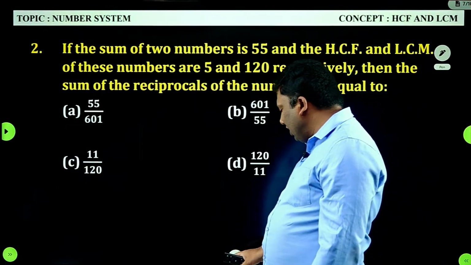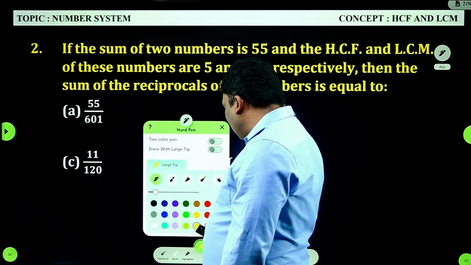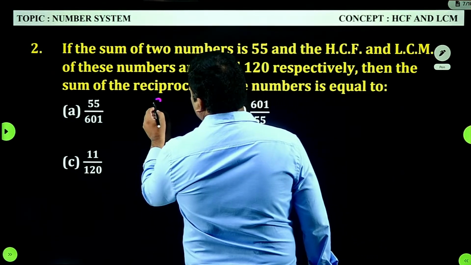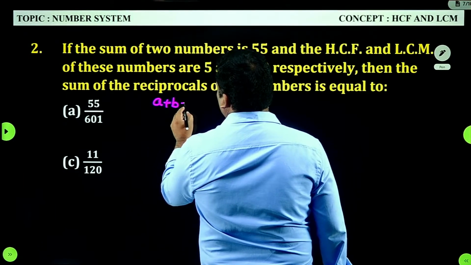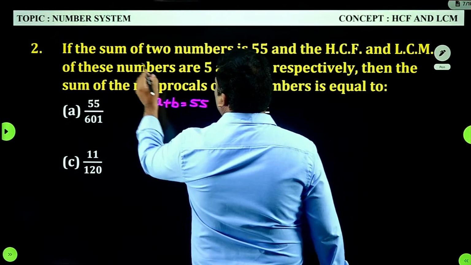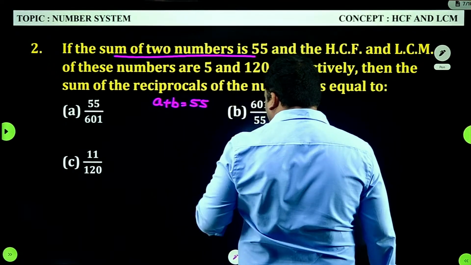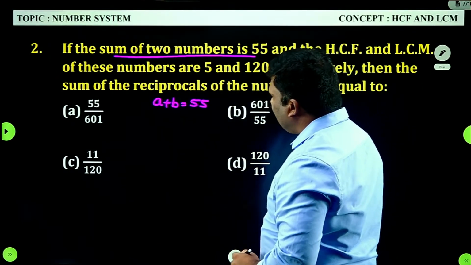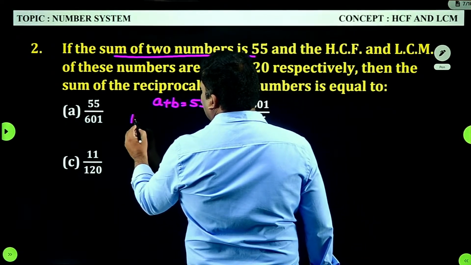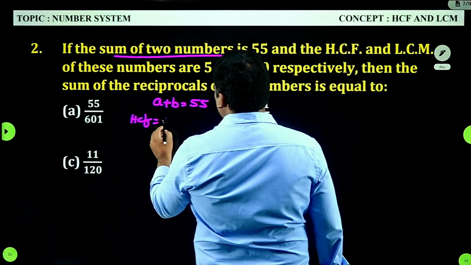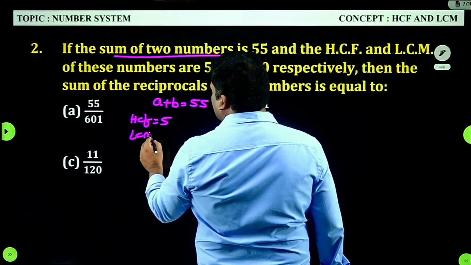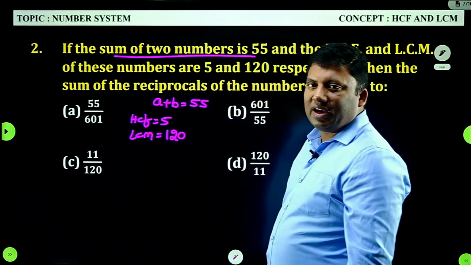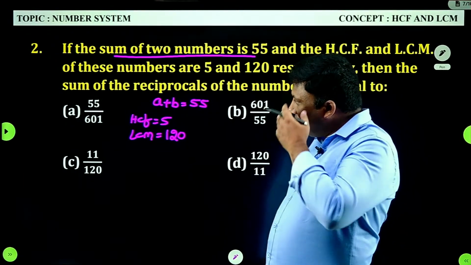Next one, please read the question, sir. All these are important models. If the sum of two numbers is 55, convert every statement into a mathematical expression, and the HCF and LCM of these numbers: HCF is given as 5, LCM is given as 120.